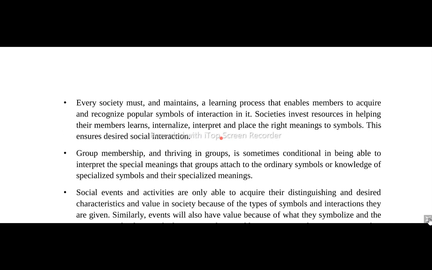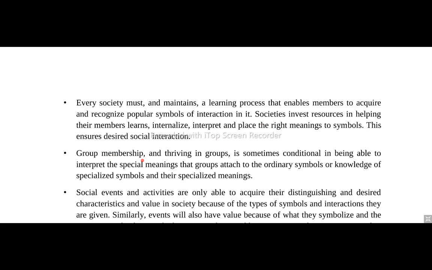For example, when you are in high school, there was a school symbol. When you entered Form 1, you were oriented into that school symbol. You were taught what it meant and why it was to be adhered to, and the like.